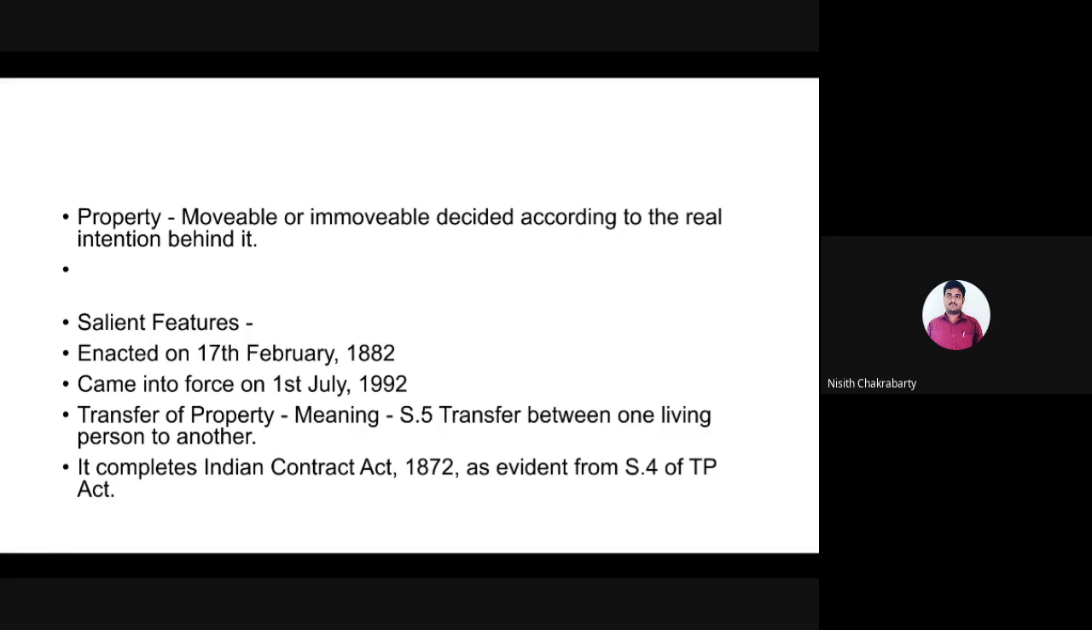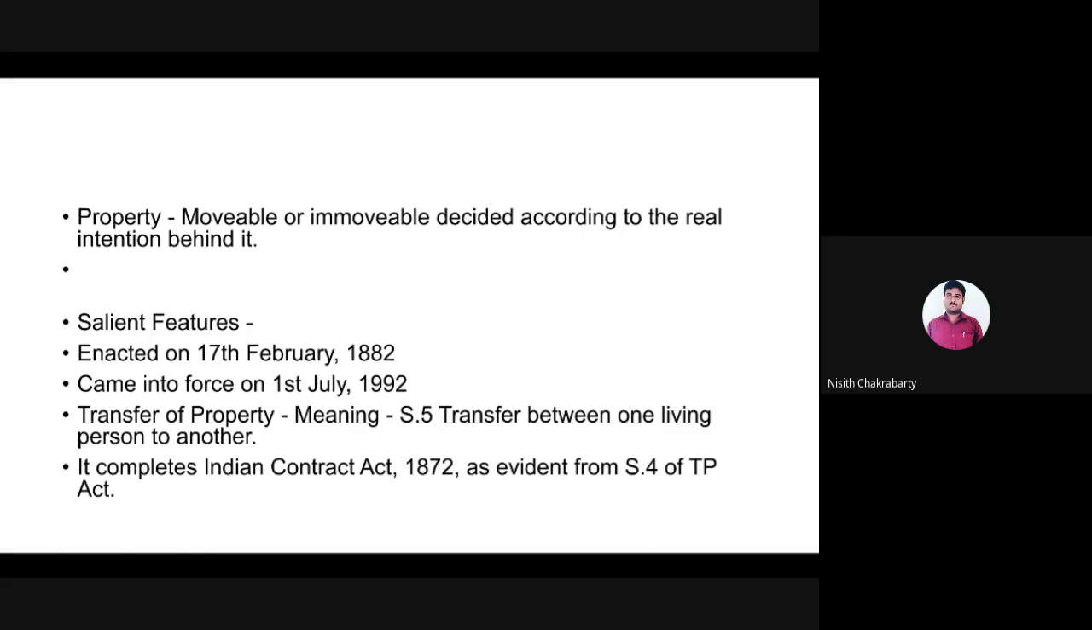So now coming to the salient features, I probably missed out these important features of the Transfer of Property Act. You have to know these because they are very important for the prelims or the multiple choice questions. You have to know that it was enacted on 17th February 1882, came into force on 1st July 1882. Sorry, I wrote 1992. I have written it, must be 1882 only. Yes, 1882 only. I have written 1992, it's my date of birth only.